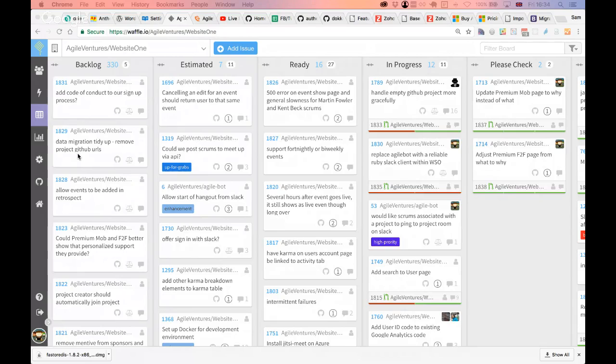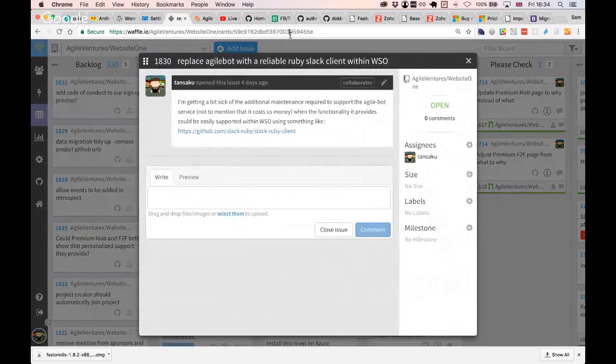I guess one of the key things that I've got is a spike that I started, which is about replacing Agile bots with a reliable bit of Ruby code in website one. And particularly since I've started it and it was just sort of a blah reaction, it's maybe good to get that voted on.